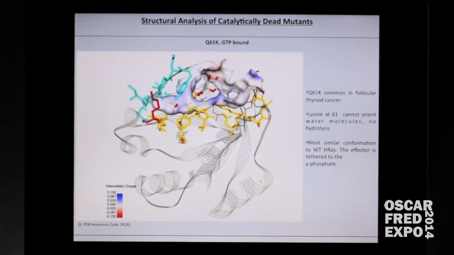Here in a different mutant, we have a lysine instead of the glutamine at position 61. And so it also cannot perform hydrolysis. This mutant is interesting in that the tyrosine is again tethered to the gamma phosphate, but since no hydrolysis can take place, there is no on-off functionality to the protein.